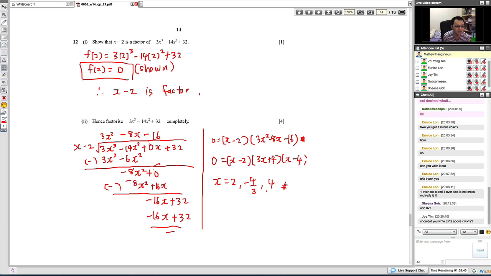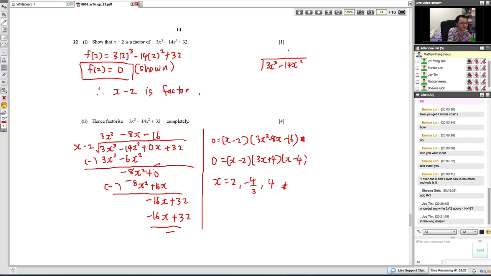Shouldn't you write 3x squared above? Yeah, you move the whole thing like 1 cm backward. Because I wrote it like this, but then I think what Joy is saying is correct, because we should write like this. This is 3x cubed minus 4x squared, just as an example. So you should write 3x squared over here. It's more accurate. So you get 3x cubed minus 6x squared. Yeah, you should write like this.